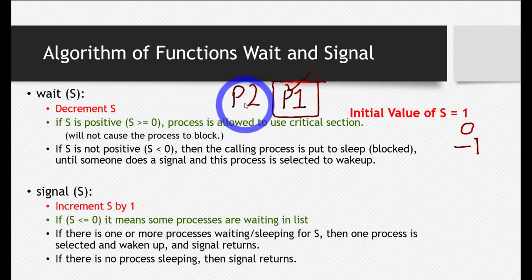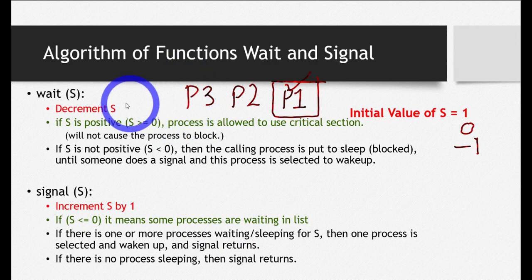So P2 will be blocked, it will be put to sleep in the queue. Now this process is actually blocked and it's waiting for the critical section to get empty. Now let's do it one more time, and let's suppose another process P3 also comes, so that you will understand better. Let's take the example of this process too.